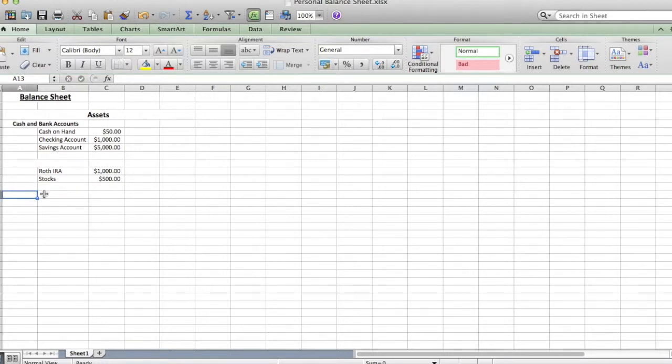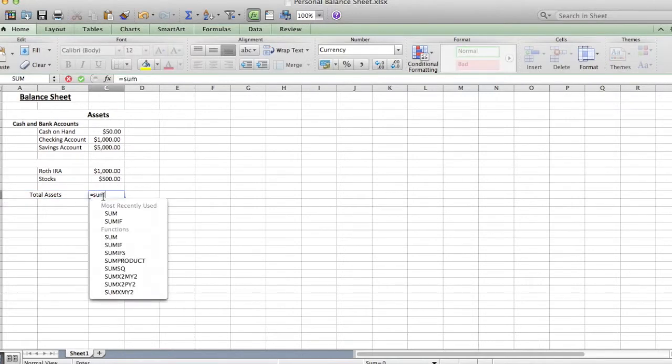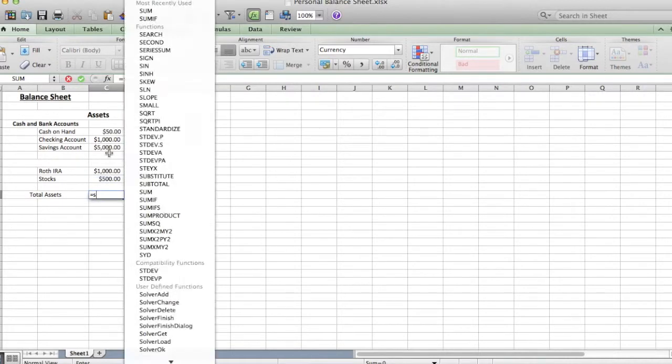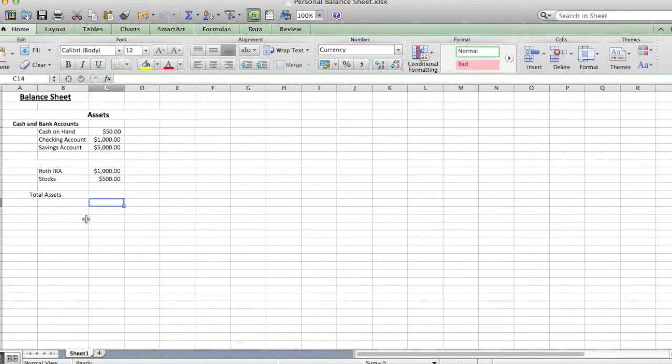Now I'm going to create a little line here that says total assets. And then I'm going to add them all up. Thanks to Excel, I can just use a formula. That is the sum formula. All right, that does it for my total assets.